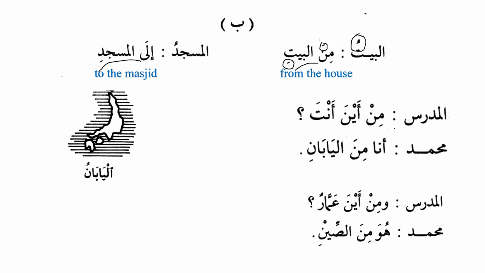Okay, now we have a small dialogue over here. Al-mudarrisu, the teacher: min ayna anta? Where are you from? Where are you from? And we can see that this is used for the masculine. When you talk to a person who is in front of you, if the person is masculine, then you will say min ayna anta.